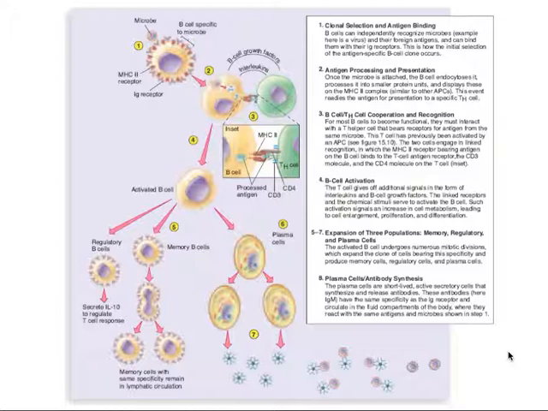So again, the process involves the clonal selection and antigen binding, simply picking up the microbe, processing it, and then expressing it on the cell surface. Then we're going to have the B cell and helper T cell cooperation and a recognition phase. This is where the two cells link up using those various proteins on their cell surface. A conjunction of this linking stimulates the release of interleukins and B cell growth factors.